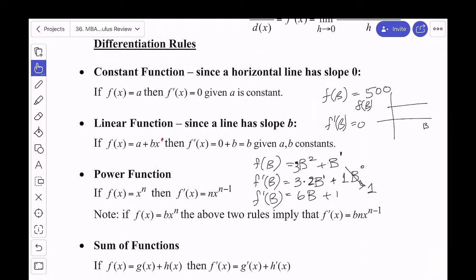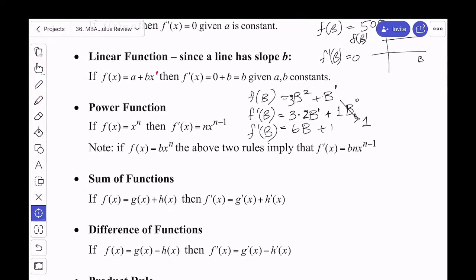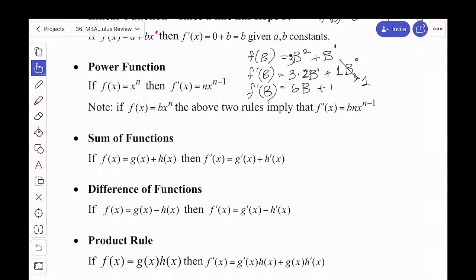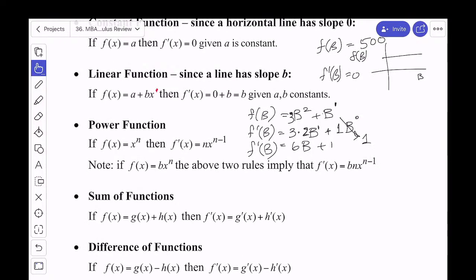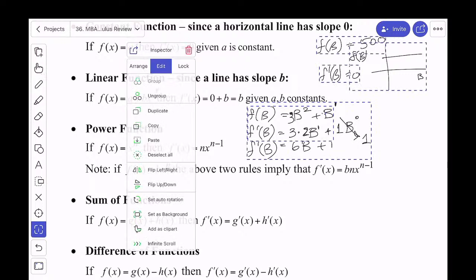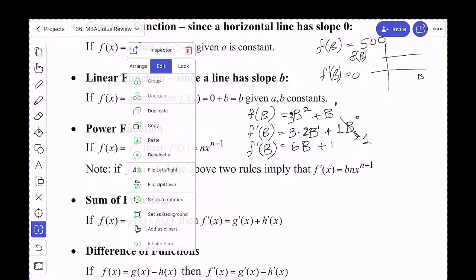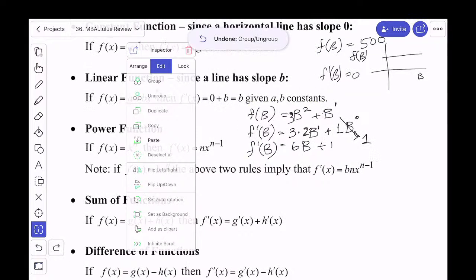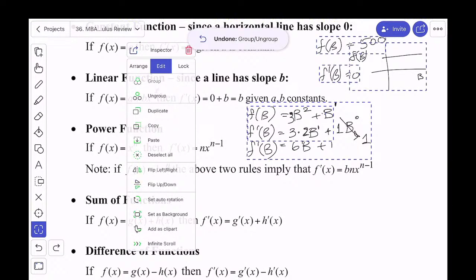So I have so many rules. If you have two functions being added, the derivative of the sum is equal to the sum of the derivatives. Similarly, if they're difference functions. So those are all pretty straightforward if you understand the idea of a derivative and the power function rule, or they call it the chain rule here. Actually, I think it's the power function rule, because the chain rule is a little bit different.